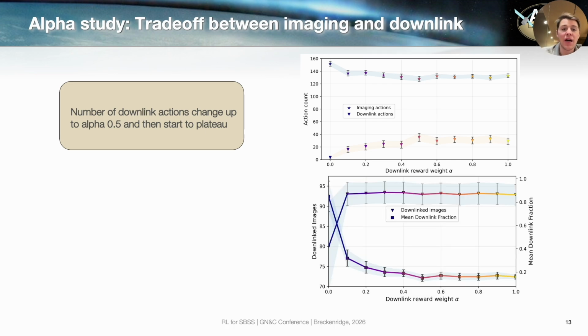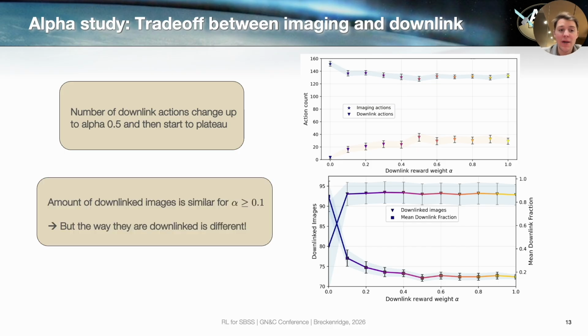If we look at how those downlinked images are being sent to the ground, there is quite a difference. Downlinked images is similar for any alpha that's higher than 0 with a slight downward trend, but the way that they're downlinked is different. If we look at alpha 0.1, in that scenario, we're downlinking about a third of the mean downlink fraction. So a third of the buffer is being emptied every time we have a successful downlink.